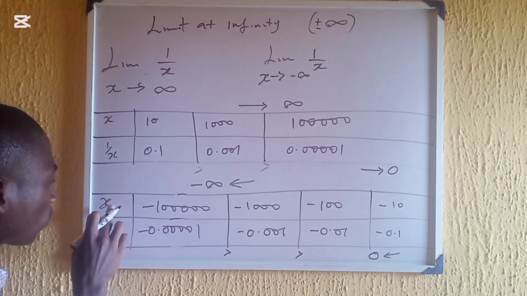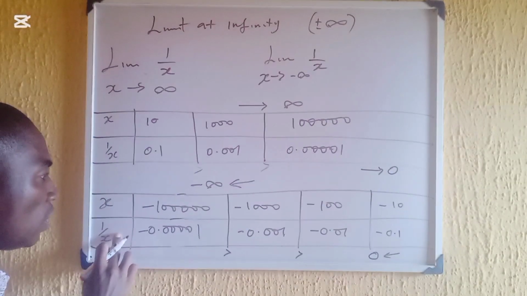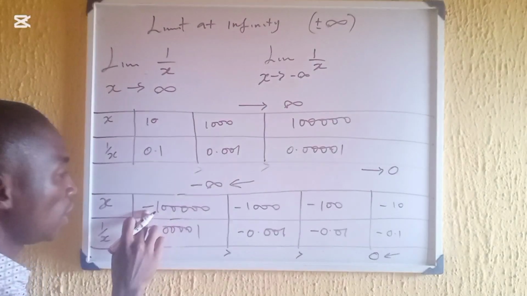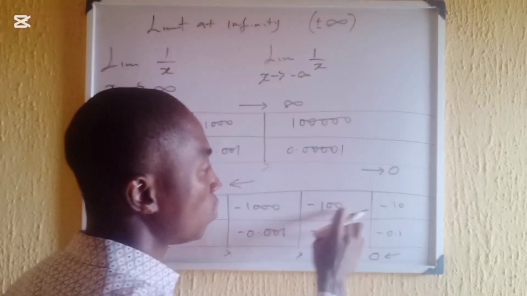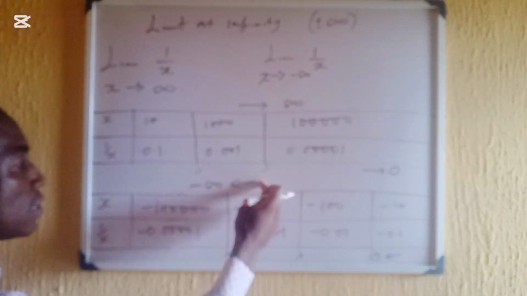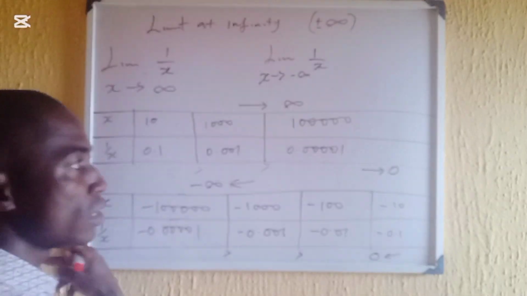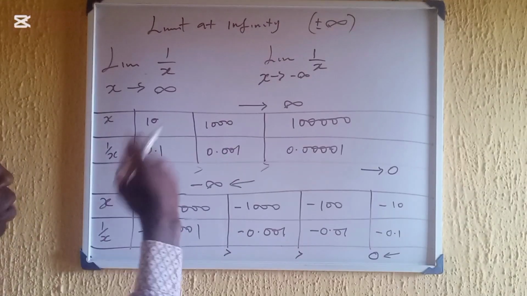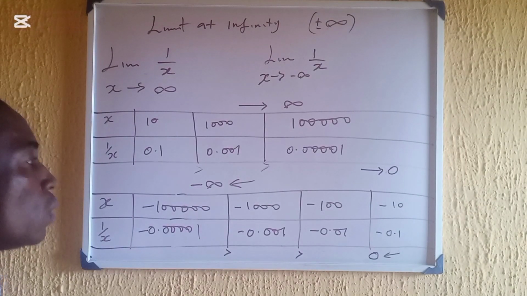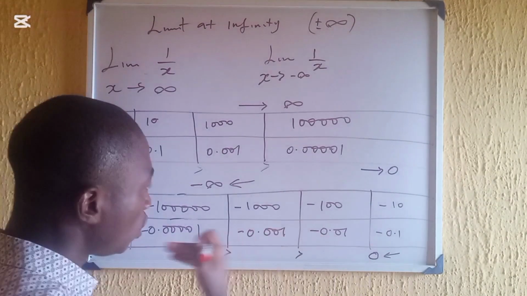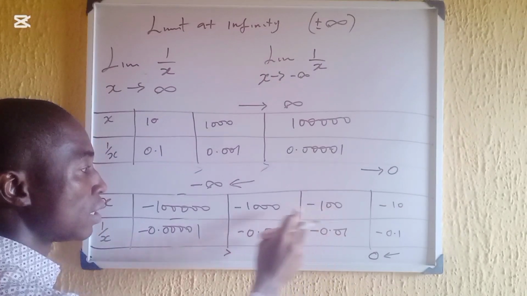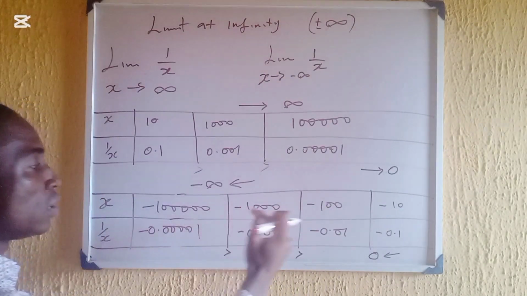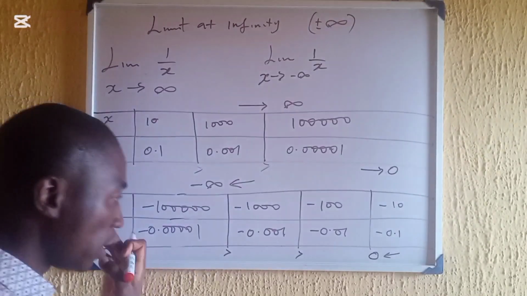Now let's look at the second one, limit of 1 over x as x tends towards negative infinity. So we're having x, then 1 over x. So we have minus 100,000, minus 1,000, minus 100, minus 10. So x is tending towards negative infinity. What does it mean? Decreasing without bound. Then for the other one, increasing without bound. So it's tending towards negative infinity because this is greater than this is greater than this is greater than this. So we are moving towards negative infinity.